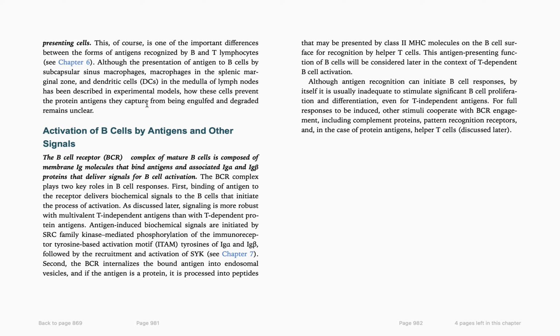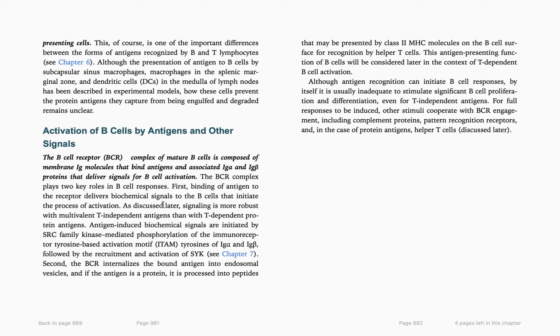So, activation of B cells by antigen and other signals. The B cell receptor complex of a mature B cell is composed of membrane Ig molecules that bind antigen and associated Ig alpha and Ig beta proteins that deliver signals for B cell activation. The B cell receptor complex plays two key roles in B cell responses. First, binding of the antigen to the receptor delivers a biochemical signal to the B cell and initiates the process of activation.